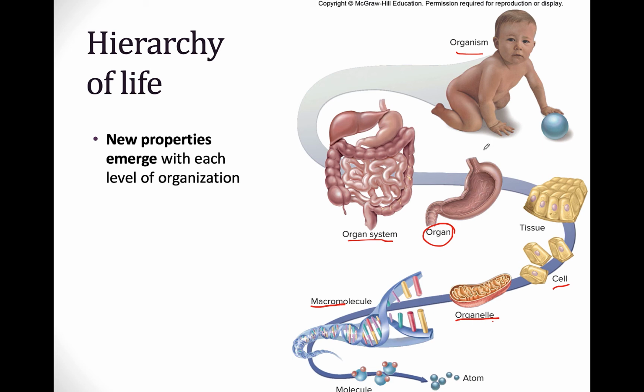One thing that's important is that every time we go up a level in organization, new properties emerge, right? An organelle can do things that a piece of DNA can't do. A cell can do things that this organelle, this mitochondria, can't do. A tissue can do things that the cell can't do. Those are the new properties. Think about it this way. If you've ever put together IKEA furniture, right?